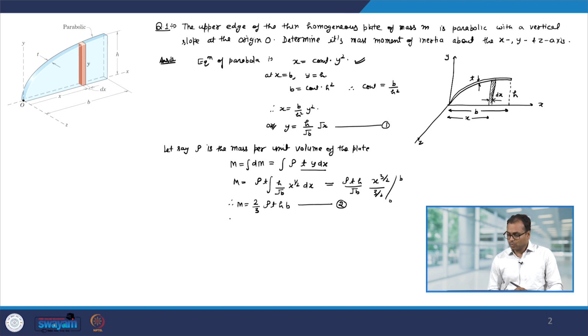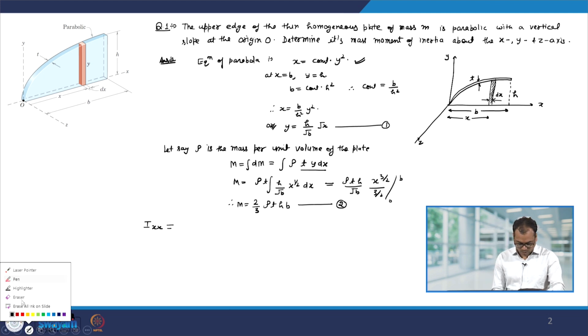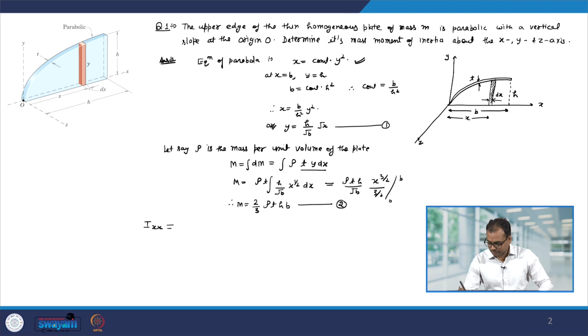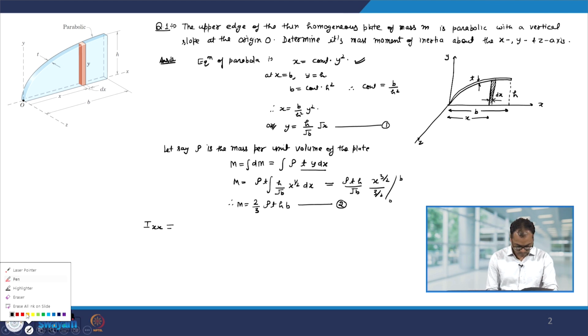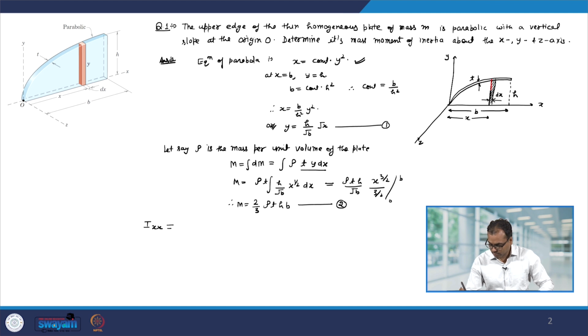Let us find out what is the moment of inertia about the x axis first. About the x axis I am writing it as I x x, that means the moment of inertia about the x axis. To find out the moment of inertia about the x axis, we have to find out what is the moment of inertia of this part about the x axis.